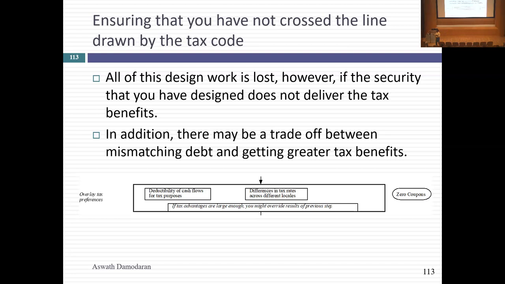So you're a European company and you want to borrow in euros, but much of your revenues are in Ireland, you might still decide to place the bond in Germany because you get a much bigger tax benefit in Germany than you do in Ireland. So you're taking your perfect bond and you're accepting compromises to maximize your tax benefits.